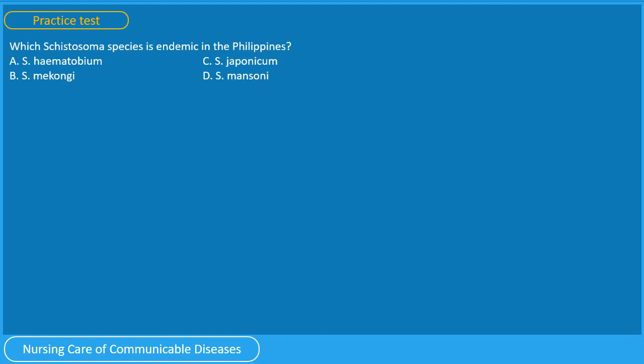Question number 1. Which Schistosoma species is endemic in the Philippines? A. S. hematobium, B. S. mekongi, C. S. japonicum, D. S. mansoni. You have 5 seconds. And the correct answer is C. S. japonicum.